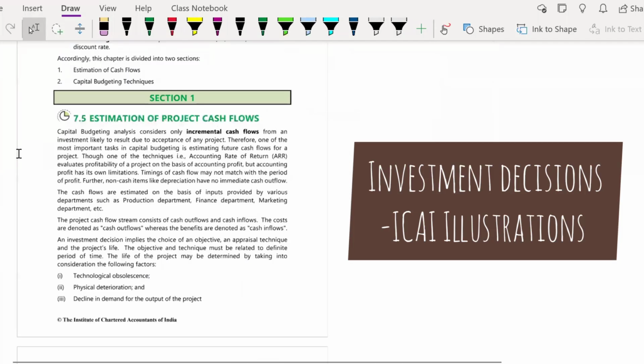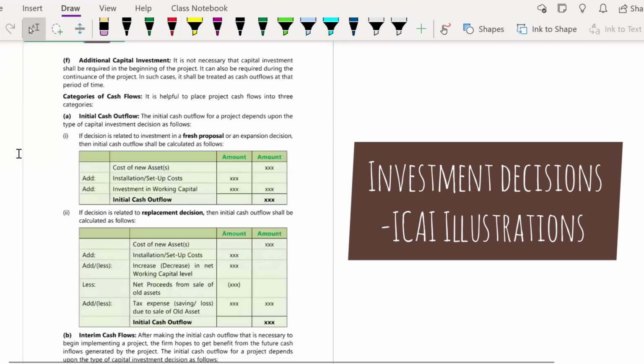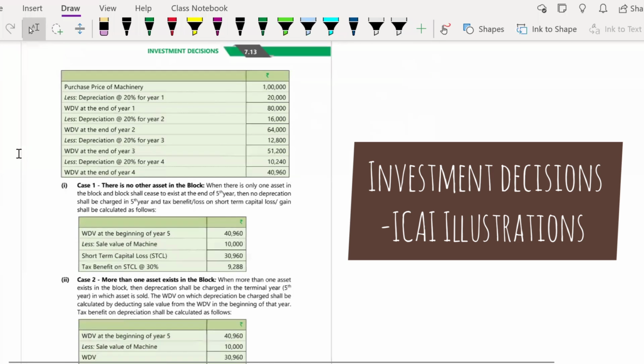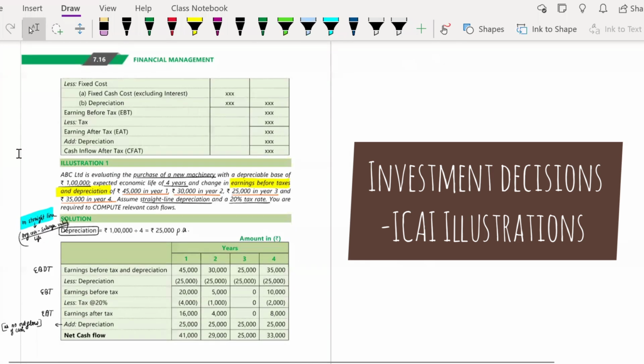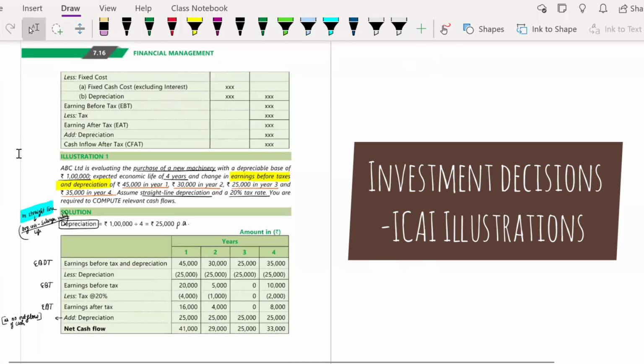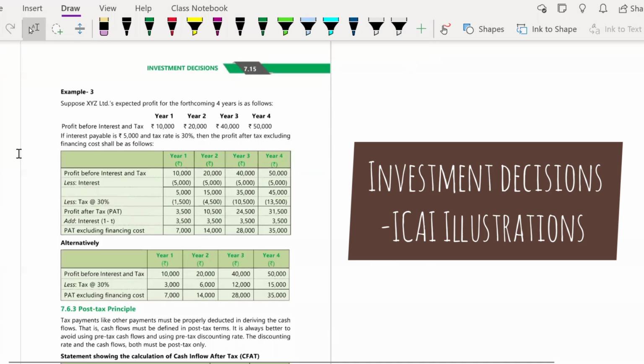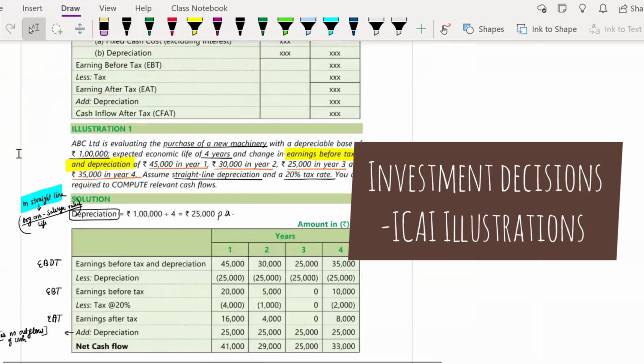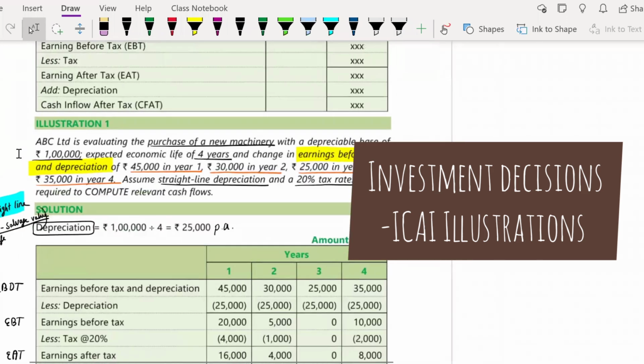So in this video, we are going to learn all the illustrations of the chapter investment decisions, or what you call as capital budgeting. In the previous video, that is part 1, I have explained all the concepts of this chapter. So please watch that before you start this video. It is very helpful for you to understand and get the flow of this chapter. So now let's get into the video, guys.